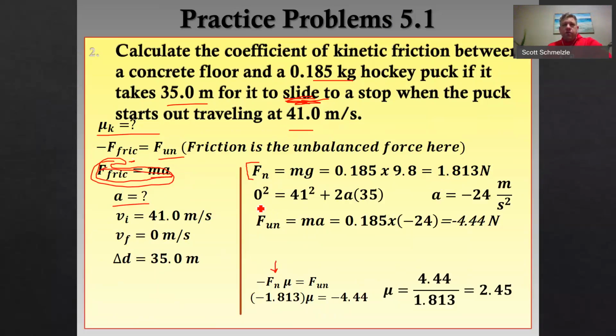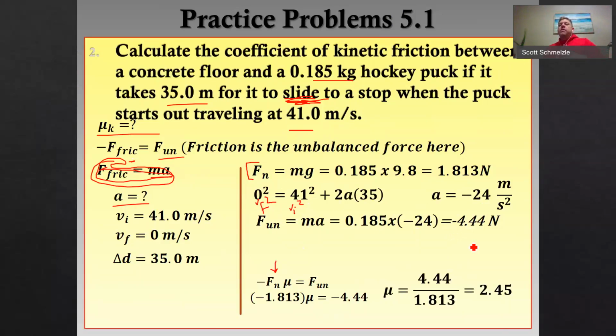To find a, we use our Vf squared equals Vi squared plus 2a delta d, right? 41 squared gets moved over. Divide that by 70, you get a negative 24 meters per second squared. Again, why is it negative? Slowing down to a stop, right? Decelerate. Okay? So then our F_un is 0.185 times negative 24. So it's negative 4.44 newtons, right?